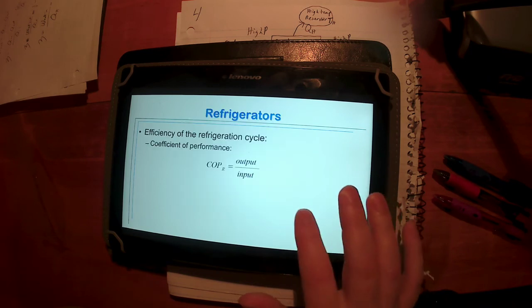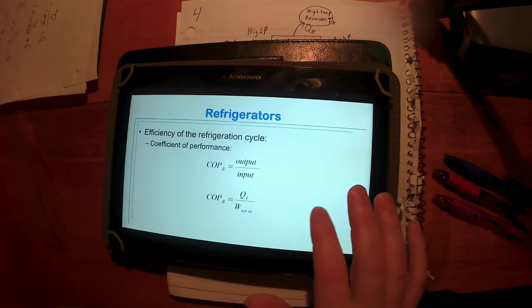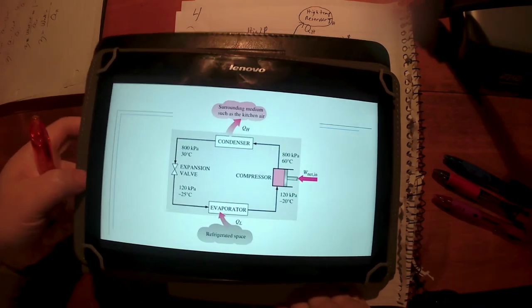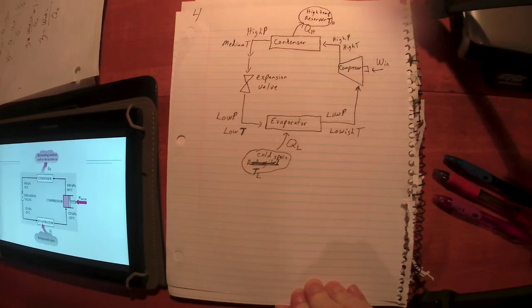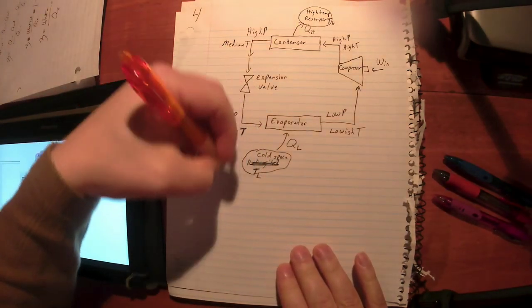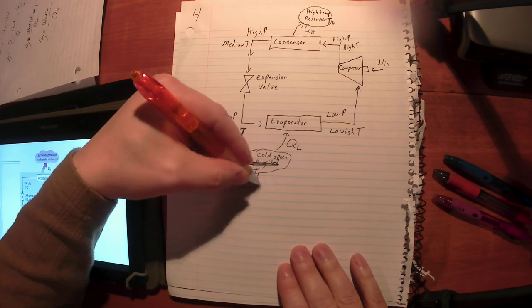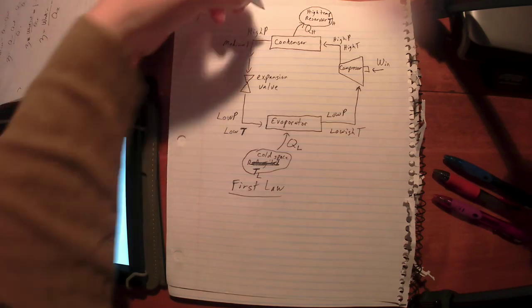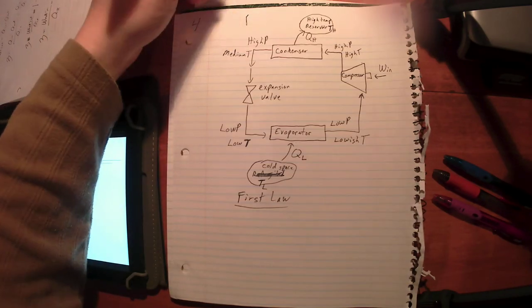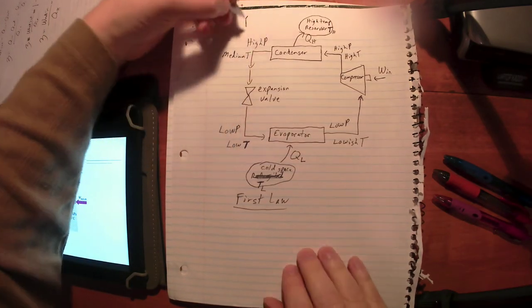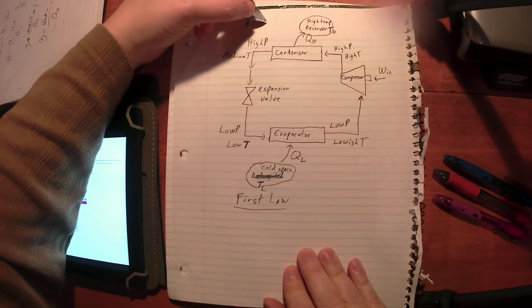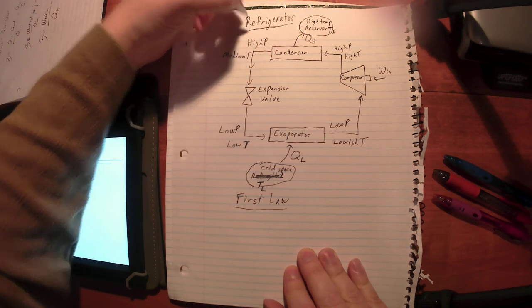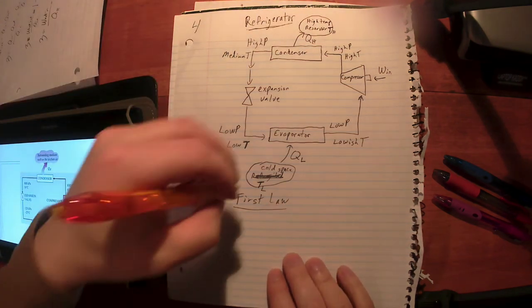Okay, let's talk about the first law for this thing. I don't have that in the slides, so let's talk about it here. Again, closed system. If we look at the first law for this closed system, your refrigerator is a closed system. I should have put the heading up here. This is a refrigerator. See if I can spell it this time. This looks okay. Refrigerator.